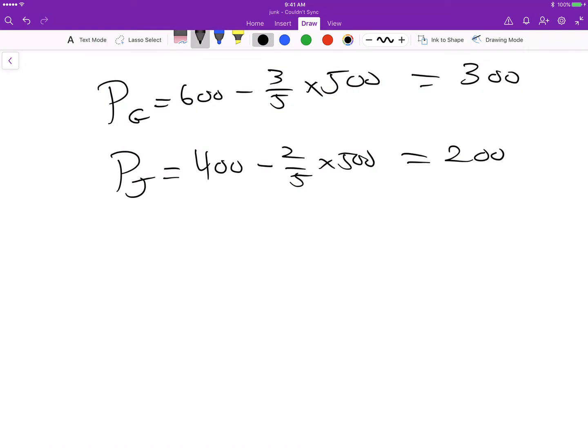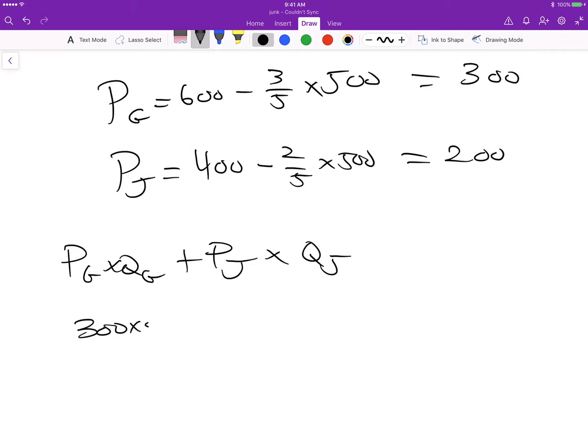Now we have our prices, so our revenue from this will be PG times QG plus PJ times QJ. This is again per year profits. So we have 300 times 500 plus 200 times 500, and that is equal to $250,000 per year.